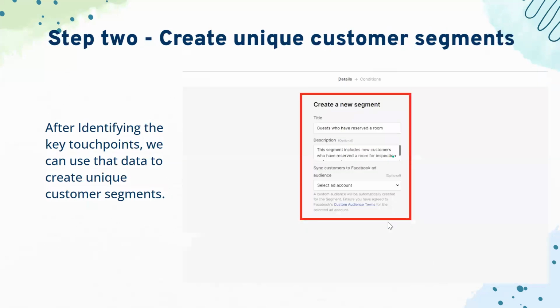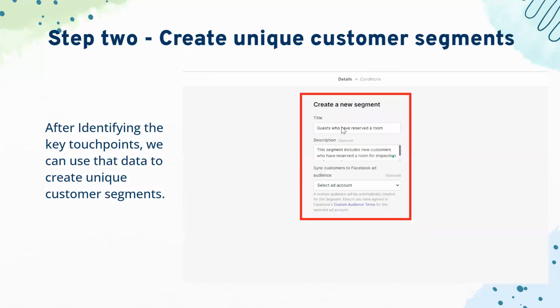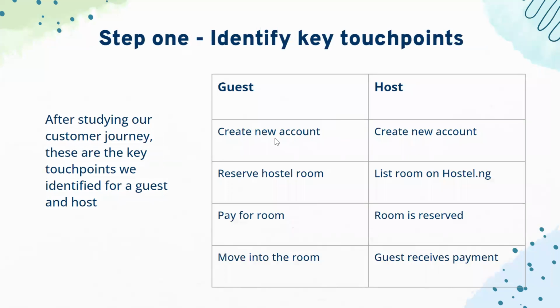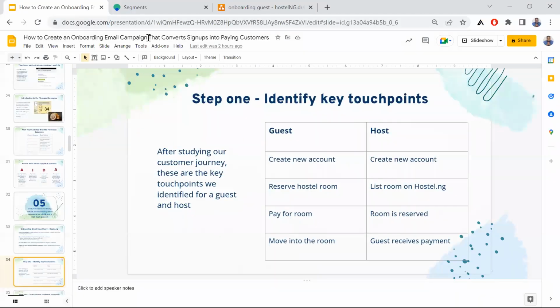Step 2. Let's do this live. We've noted the key touch points that we are tracking for this onboarding sequence we are building for hostel.ng. So let's create unique customer segments. Let's create a segment for people who have signed up as a guest, one for people who have reserved a hostel room, and maybe one for people who have made payments. So let's go to Engage.